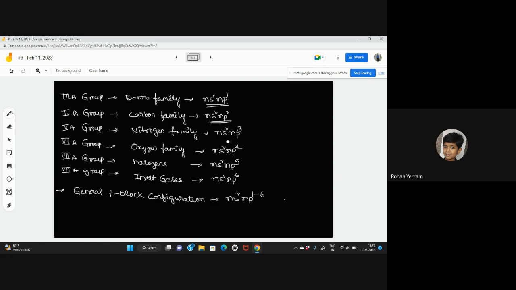Next, in the same way, the d block elements are also there, with groups 3 to 12 being different. So in all combinations, I am writing the general electronic configuration of the d block.